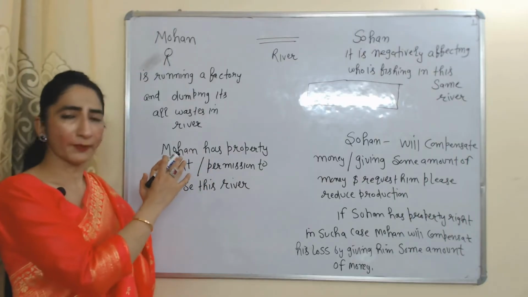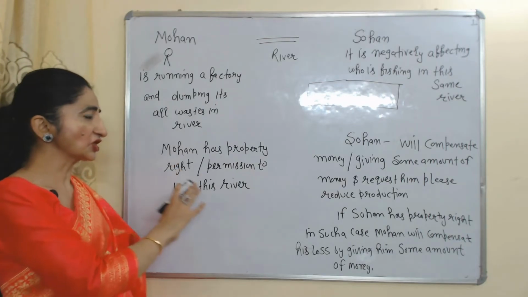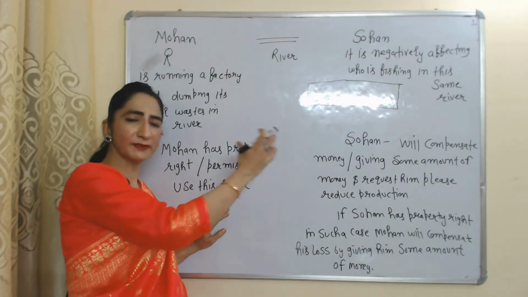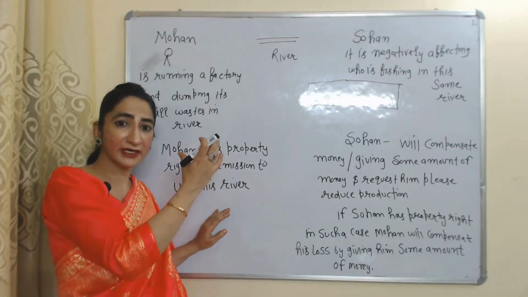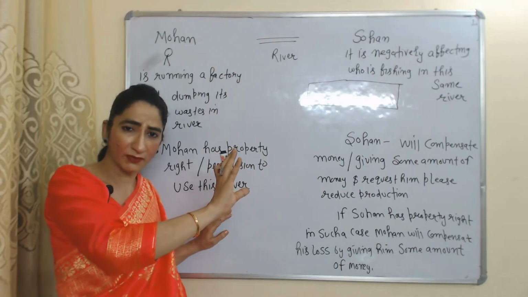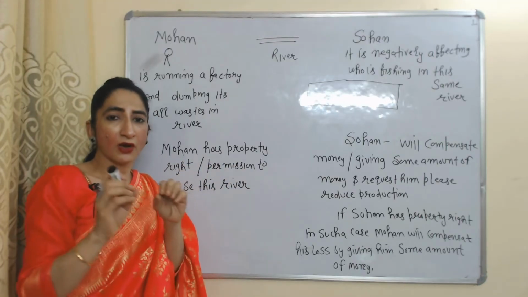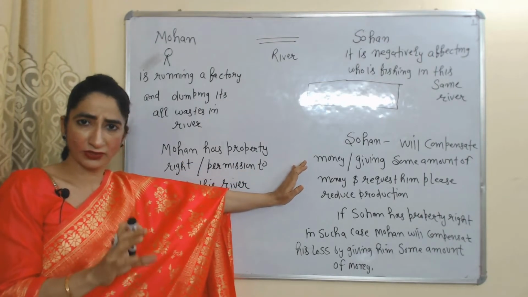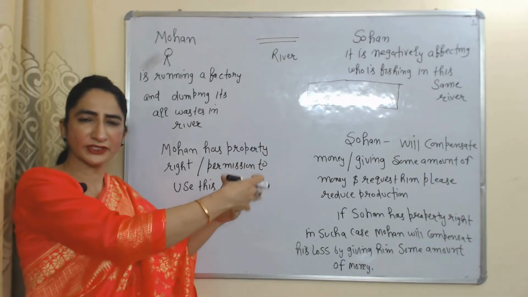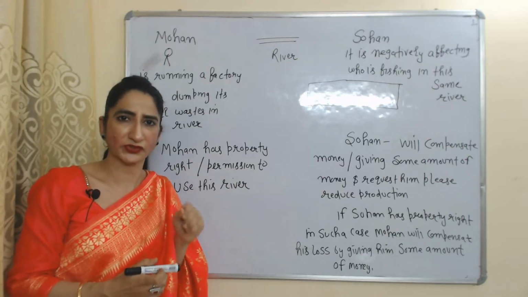Suppose Mohan has the property right, or we can say that only Mohan has permission to use this river. In such a case, Sohan will compensate Mohan, or we can say Sohan will pay some amount of money to Mohan and will request him, please reduce your production and I will compensate your loss by paying you some amount of money. If production reduces, then obviously wastage in the river will also reduce. On the other hand, if only Sohan has the property right to use this river, in such a case Mohan will compensate Sohan, means Mohan will pay some amount of money to Sohan and will compensate his loss.